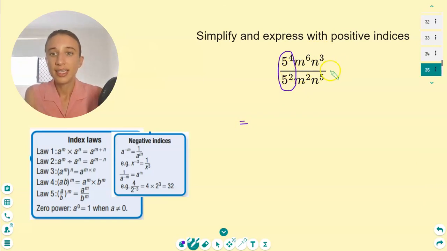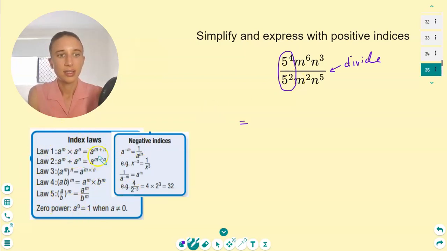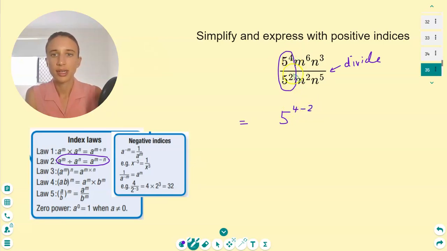So first of all, this fraction sign means divide. What do we know about dividing indices with the same base? Have a look over here. Where does it say divide? It's hidden. If we divide powers, we subtract in that same order. So 5 to the 4 take 2. Can you see that? We subtract those indices.